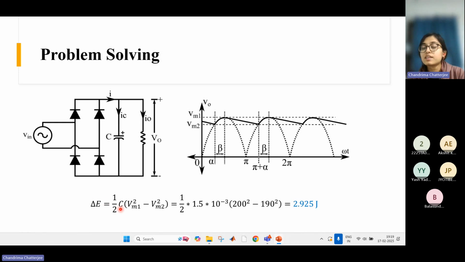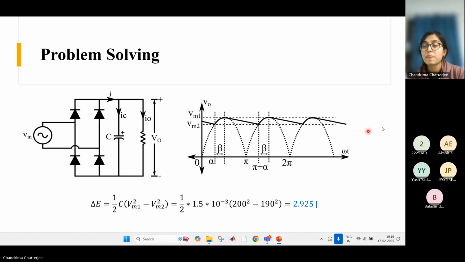It is simply delta E is half C into Vm1 square minus Vm2 square. So this is the initial voltage, and this is the final voltage. Actually, this is final minus initial, but just to get a positive value, we have written Vm1 square minus Vm2 square. This is the energy lost. So I have put the values 1.5 millifarad and 200 square minus 190 square. That comes out to be 2.925 joule.